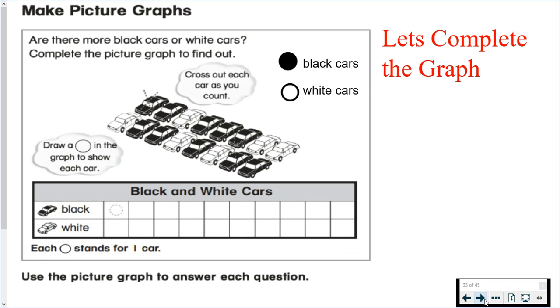Are there more black cars or white cars? Complete the graph to find out. We are going to cross out each car as we count, and we are going to put those circles in the graph to show each car. We'll be using black circles for black cars and white circles for white cars. So let's go ahead and complete the graph, and then we can answer the questions.